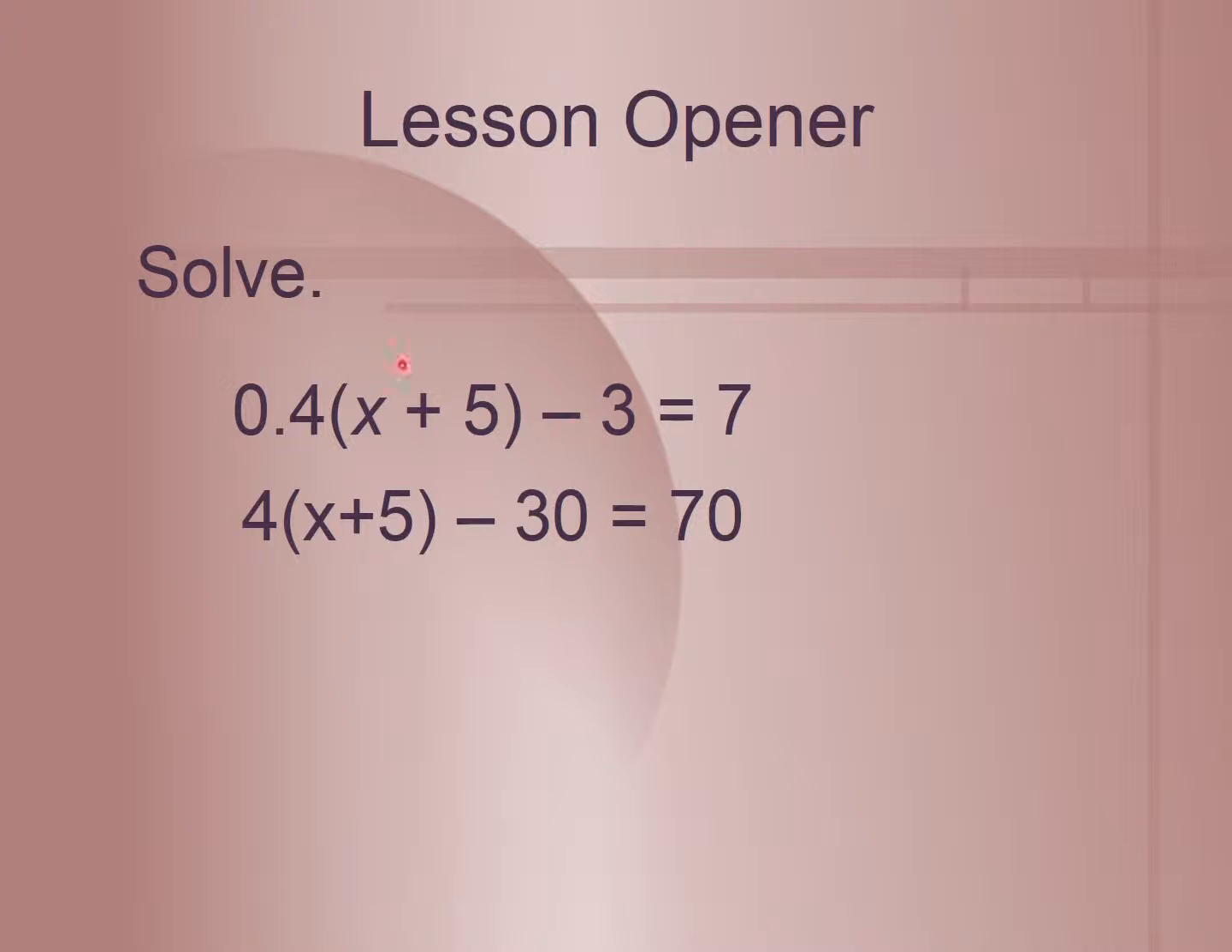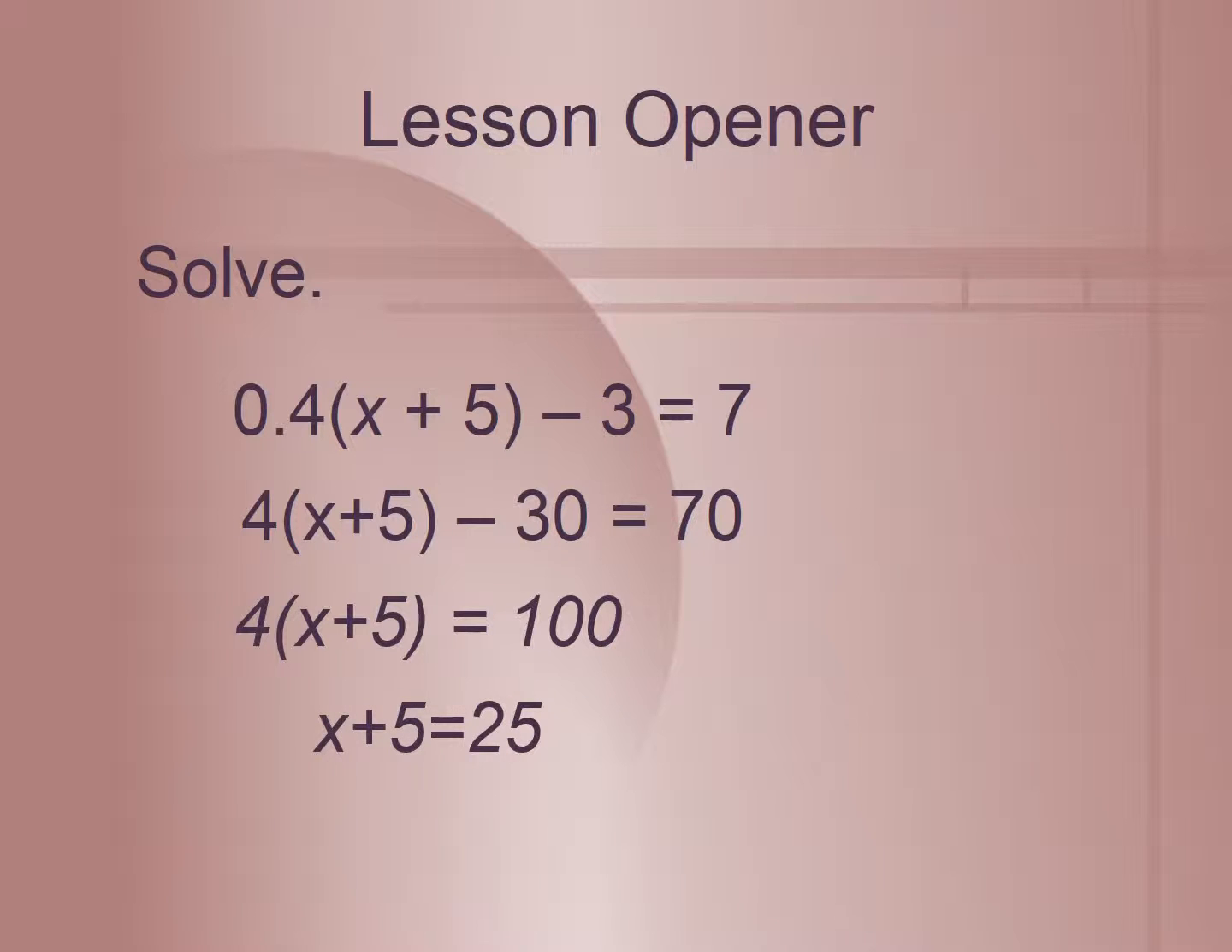So my first term, this whole thing, when I multiply that by 10, I get 4 parentheses x plus 5. When I multiply 3 by 10, I get 30. And when I multiply 7 by 10, I get 70. So now I have this problem. Then I can add 30 to both sides, and I get 4 parentheses x plus 5 equals 100. I divide both sides by 4, and now I have x plus 5 equals 25. And then I subtract 5 from both sides, and I get x equals 20.